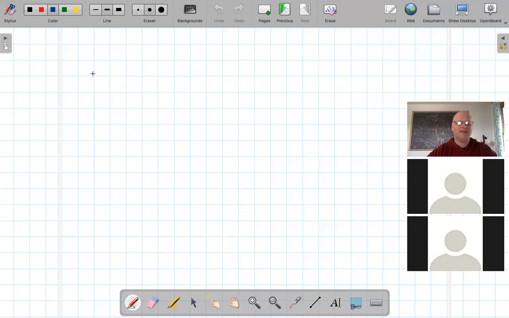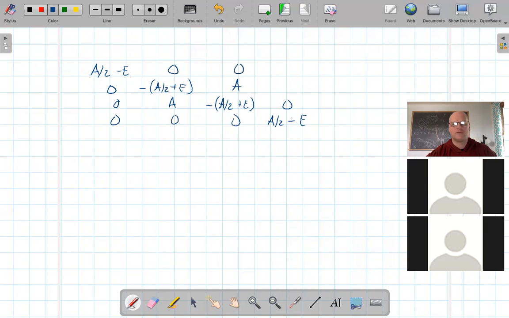So let's look at that guy. I get an a over 2 minus e. Let's put a 0 here. This term is going to be a negative a over 2 plus e. So here I'm just factoring out that negative sign. Let's look at this term. So this is a negative a over 2 plus e again. And then a over 2 minus e. And then this is 0, a, 0, and the rest zeros. Too many zeros.